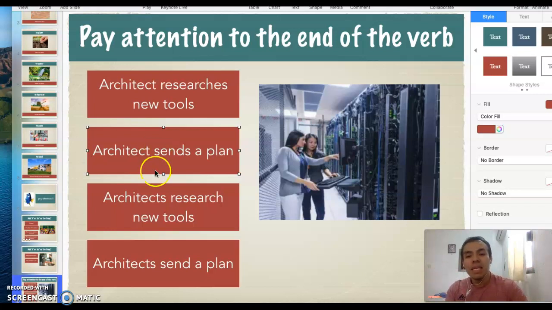If the subject is plural, or is they or we or I, we don't have to add anything to the verb. Example: architects research new tool. Compared to the number 1, architect researches new tool. Architects research new tool. Next, architects send a plan. Again, it's plural, so nothing is important. We don't have to add anything. But check the number 2. Architect, singular, sends a plan.